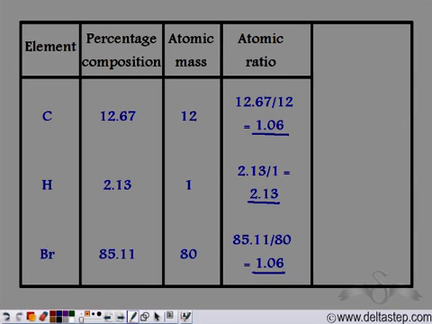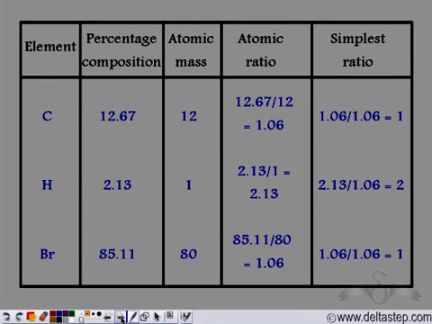Now when we are looking at the atomic ratio, we want the simple whole number ratio. So to get the simplest whole number ratio from these numbers, we divide all these numbers by the smallest of the three. So in this case, we observe that out of 1.06, 2.13 and again 1.06, 1.06 is the smallest. So we divide all the three by 1.06. Since these decimal points do not give us the simplest whole number ratio, we divide all these numbers by the smallest number. So we get 1 for carbon, 2 for hydrogen and 1 for bromine. So this is the simplest whole number ratio in which the three elements are present with respect to one another.